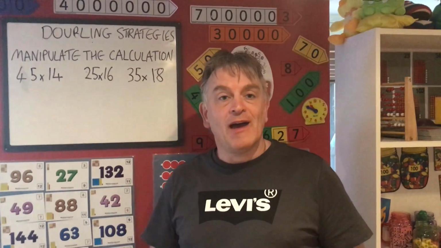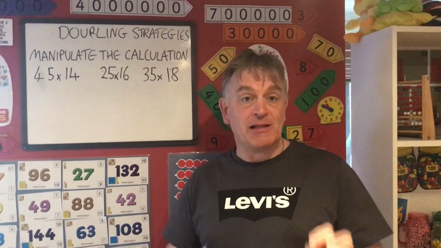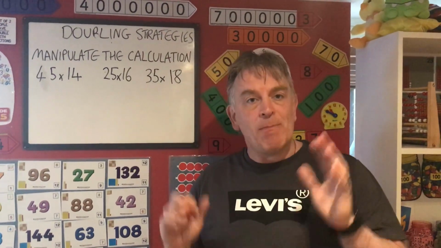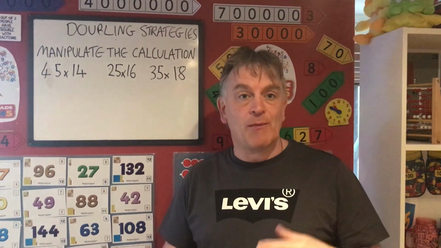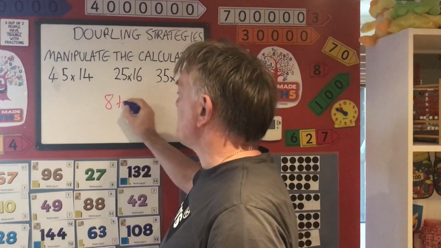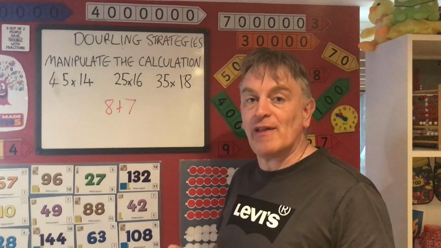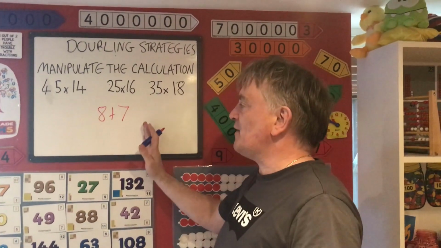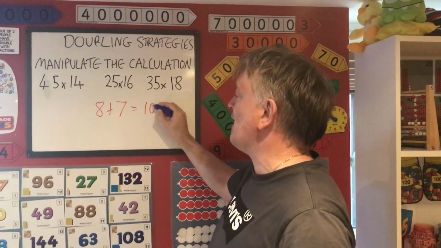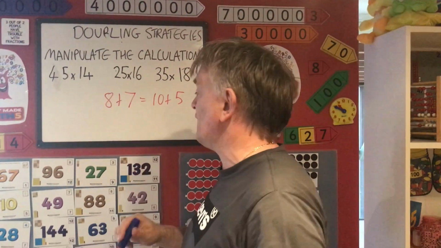What we're doing today is looking at one of the final couple of mental arithmetic strategies for mental multiplication. This one is manipulate the calculation. You may remember this one from when we looked at addition. Just give you a really simple one such as 8 plus 7. We manipulated the calculation by making another calculation that's slightly easier. What we did was we passed 2 over from the 7 to the 8, and we made 10 plus 5.